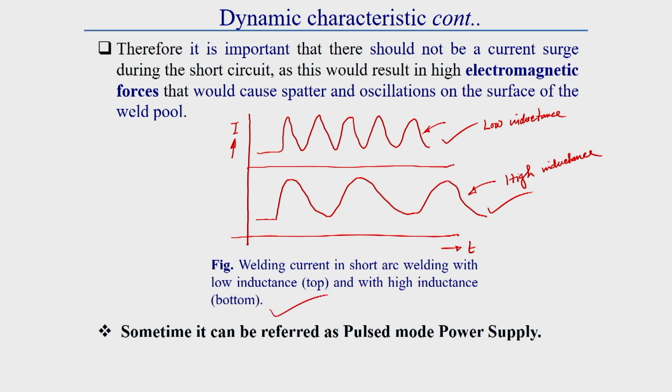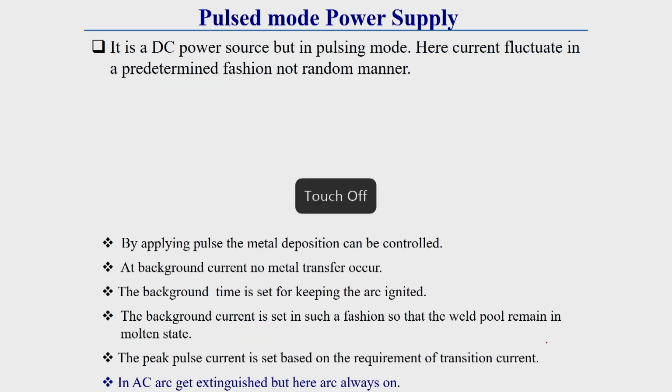Now, this dynamic characteristic power source can sometimes also be referred to as a pulse mode power supply. What is a pulse mode power supply? A pulse mode power supply is also a DC, direct current, power source, but its output is in pulsing mode.